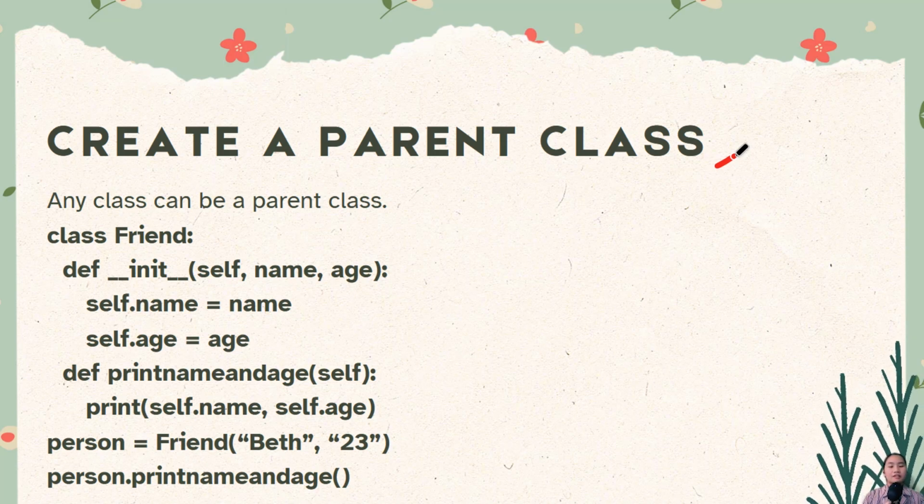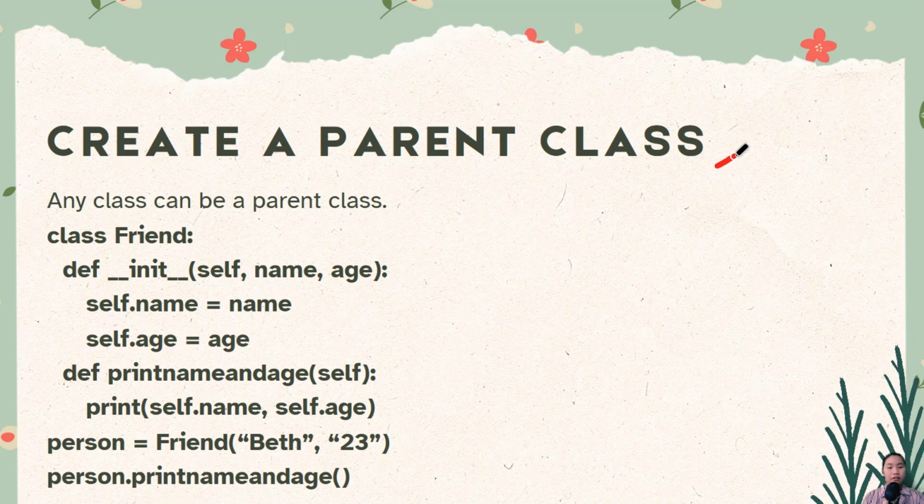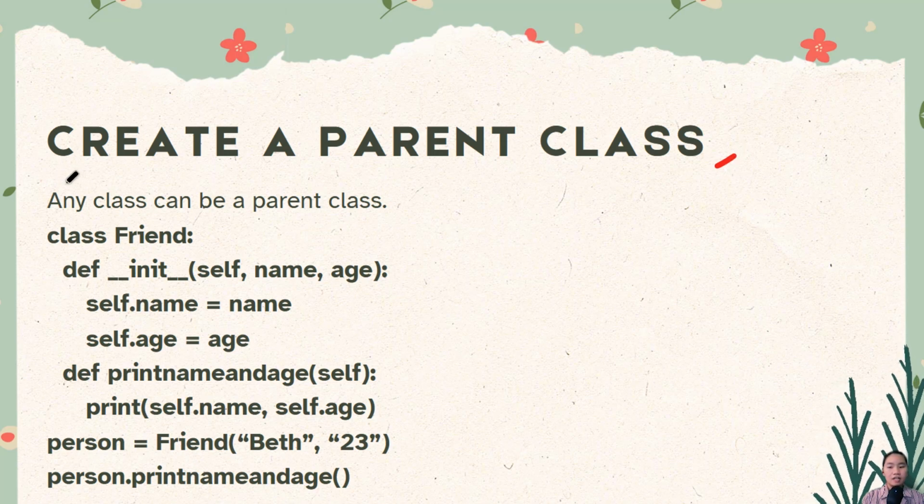A parent class and a child class is not some special type of class. They are just regular classes, okay? What makes them a parent and what makes them a child is whether or not they get inherited from or they inherit traits or properties, okay? As I've said, any class can be a parent class.